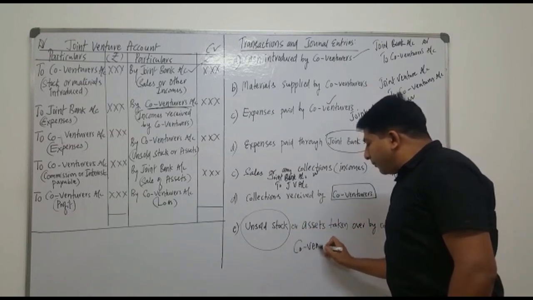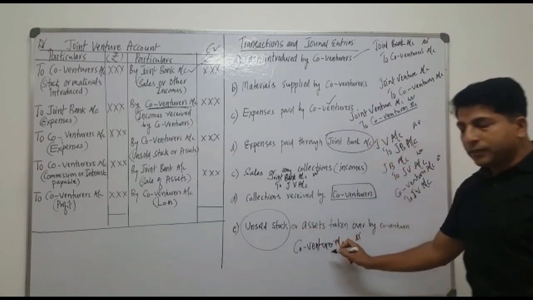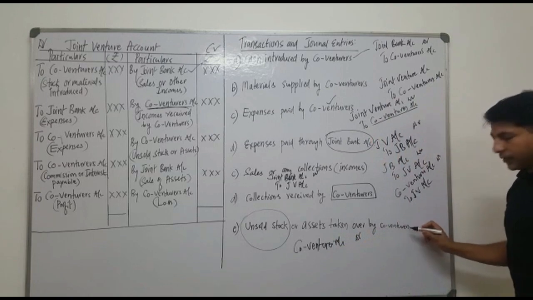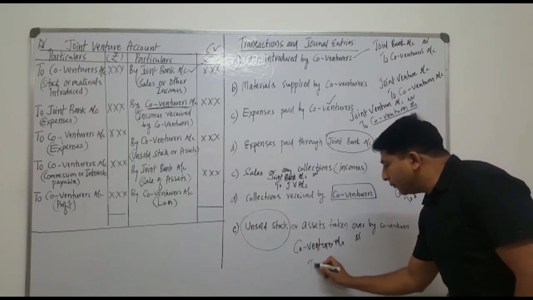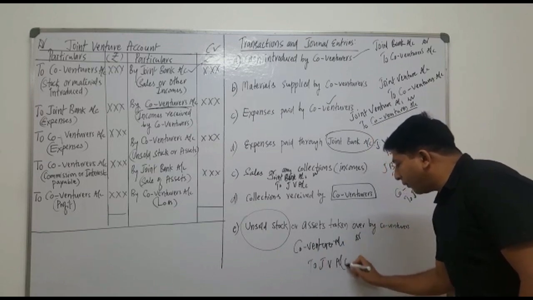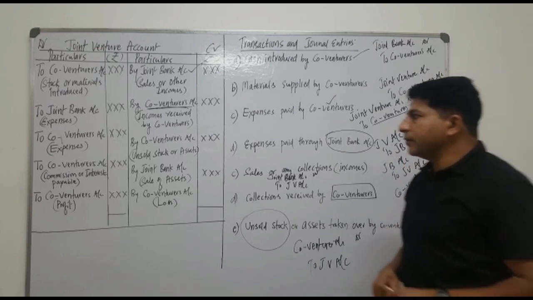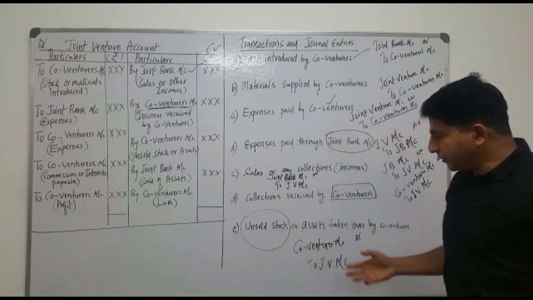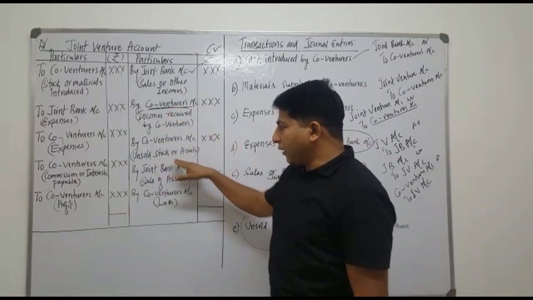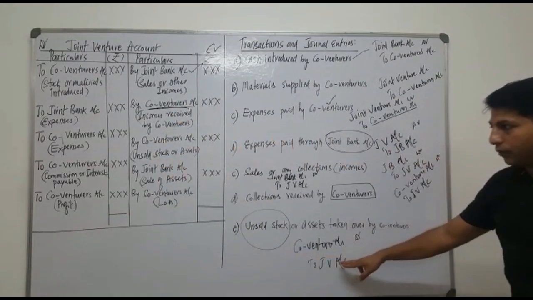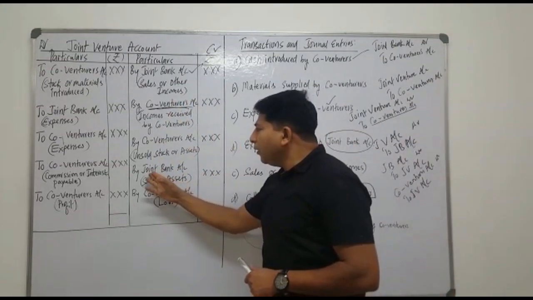So co-venture will be the receiver. Co-ventures account debited. As the co-ventures are receivers, their account will be debited. Here, any assets or stock taken out by the co-ventures, their name will be recorded in the credit side of joint venture account. The entry is co-ventures account to joint venture account.